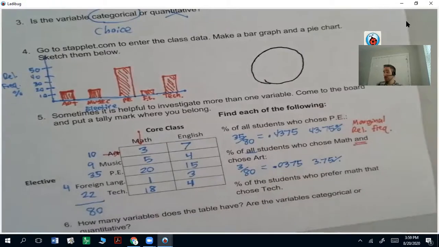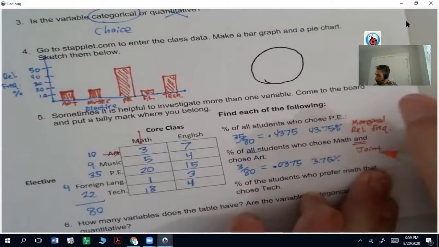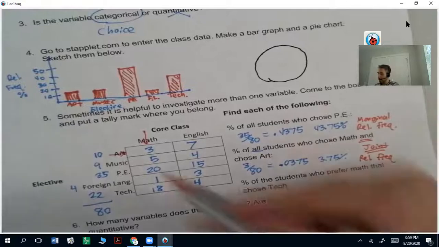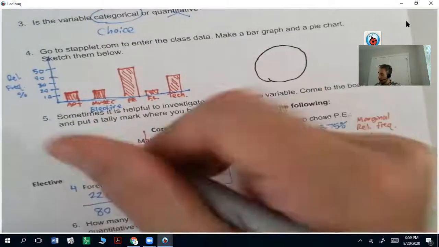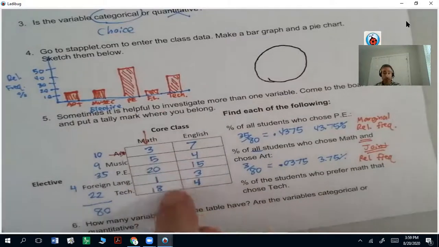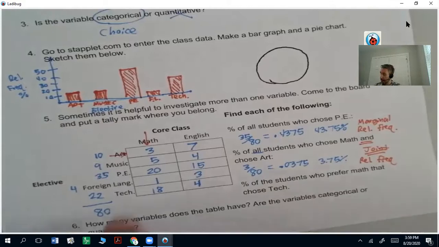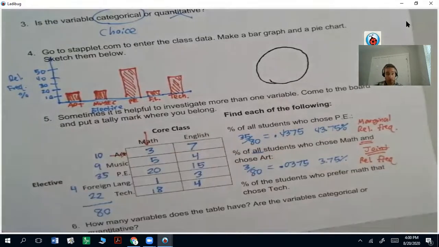What type of frequency is that called? A joint relative frequency. It's joint because it's where they're combined. Joint is "and," so joint is where they combine on the table to get you that. So if I did all the breakdowns of all these individual percents, those would be all the joint relative frequencies. All the ones from the subtotals here, the margins, those are marginal relative frequencies.